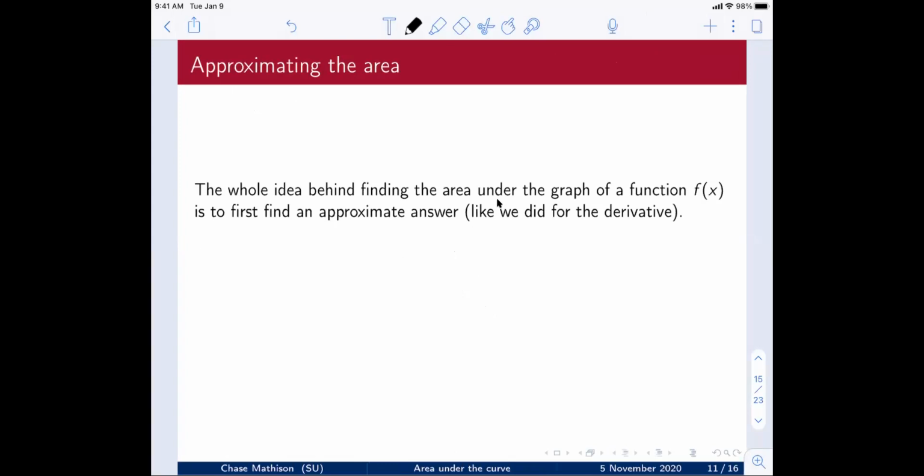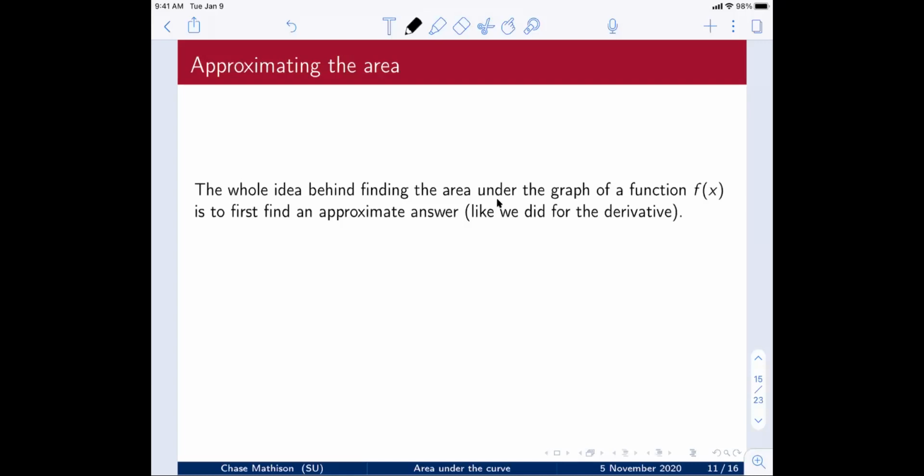Okay. All right. So the whole idea behind finding the area under the graph of a function is to first find an approximate answer, just like we did with derivatives. We're taking the reasoning we used for derivatives of, can I find the slope of a tangent line? Well, at first the answer was no. I don't know how to find the slope of the tangent line, but I do know how to find the slope of a secant line. So the idea is to use what we know and then sort of force it to work by taking a limit.